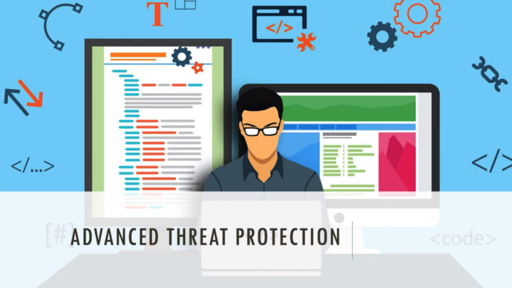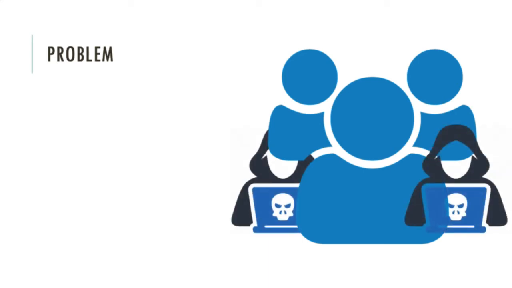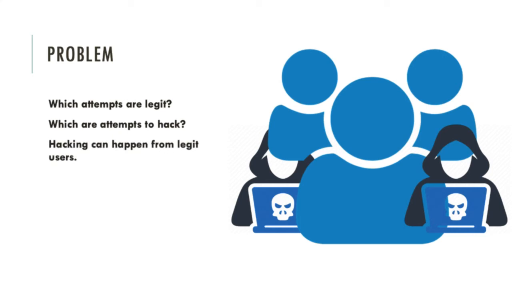So we'll start with Advanced Threat Protection, and it exists to address this problem: users. Especially in today's computing environment, it's difficult to tell which users are legit users with valid credentials and valid access, and which are attempts to hack your network. So is that login from an iPad with an IP address in Dallas, Texas a legit use of your corporate resources, or is it an attempt to hack into your information? Plus, remember that hacking attempts can happen from legit users.